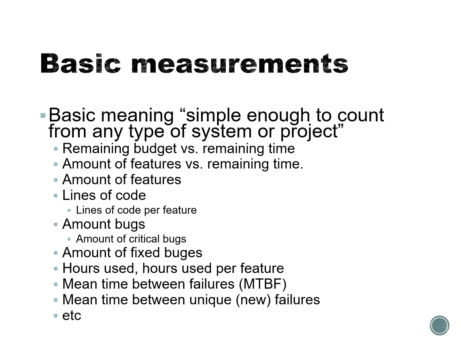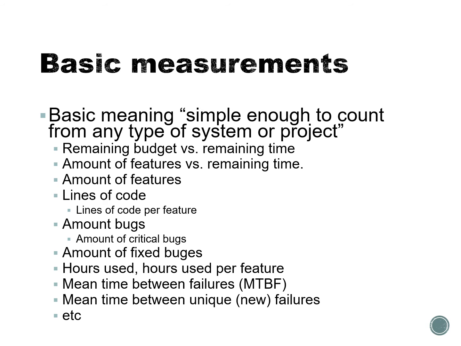For an example, the basic measurements on the standardization mean basically these sort of things. So remaining budget versus remaining time, the amount of features versus remaining time, the amount of features, lines of code, amounts of bugs, and so on. So basically really simple things, and probably something that every worthwhile software product or service launch or management tool or environment can handle.